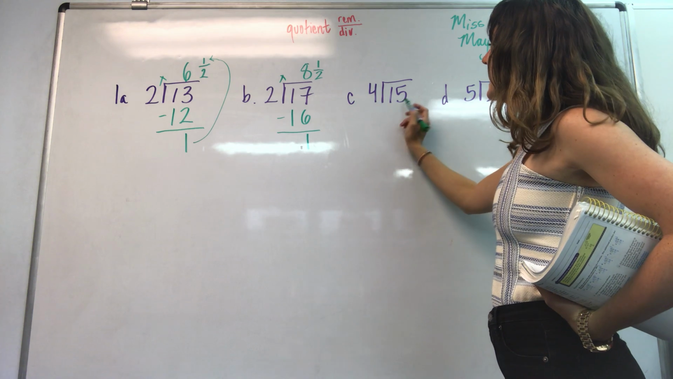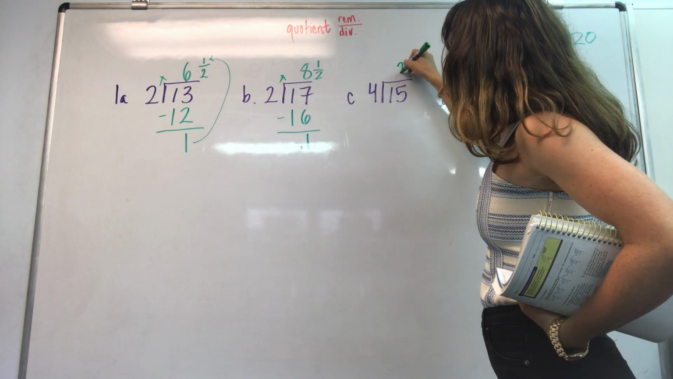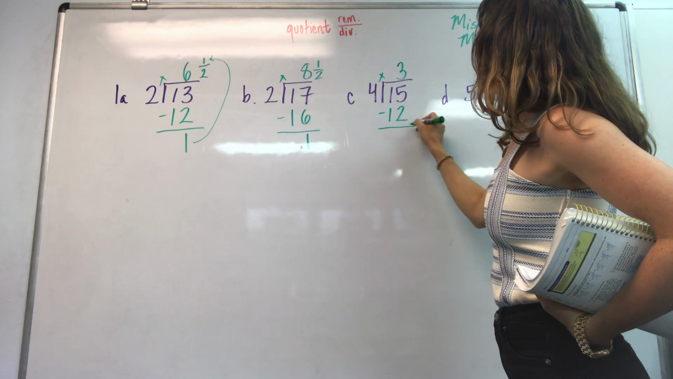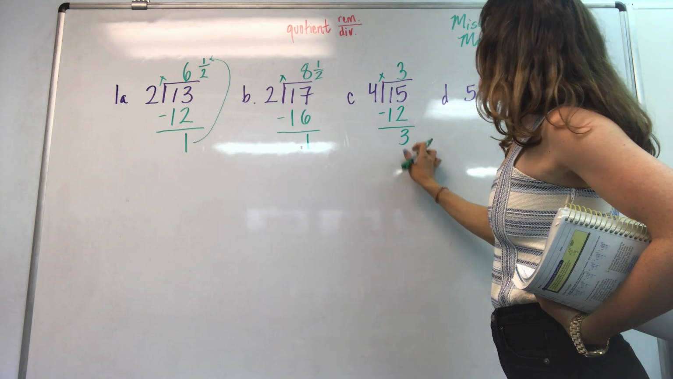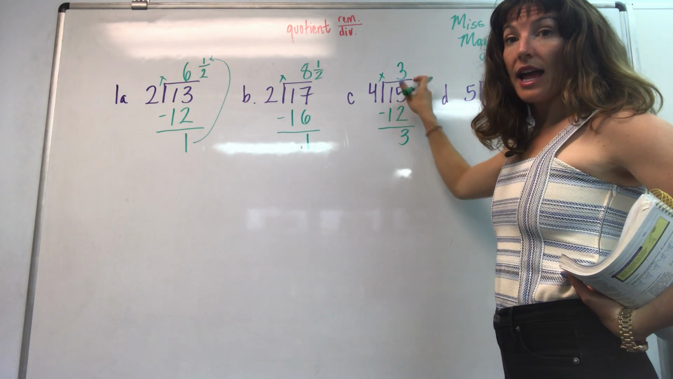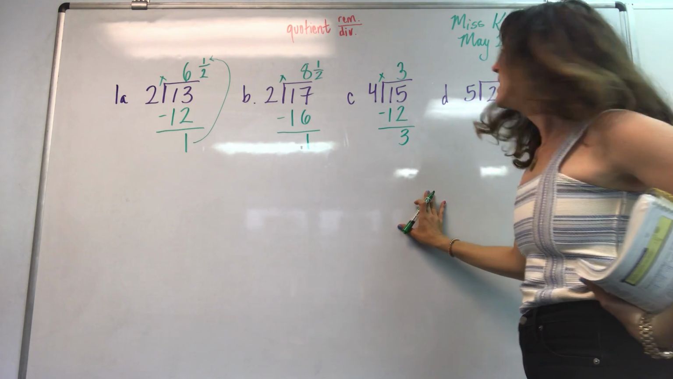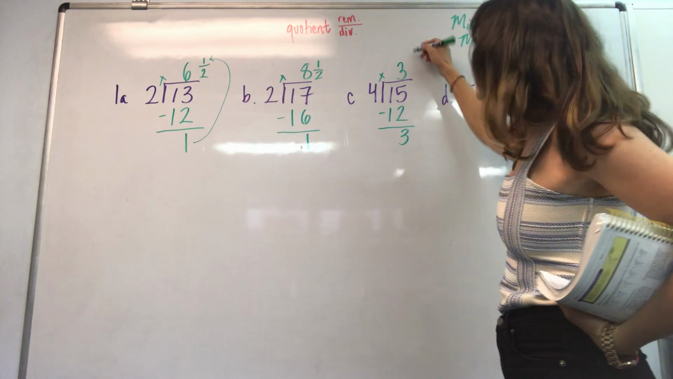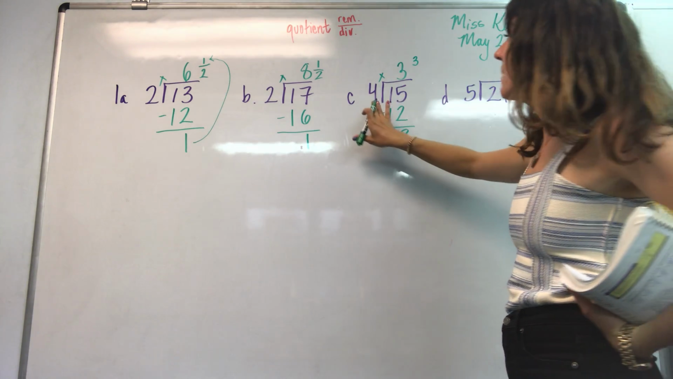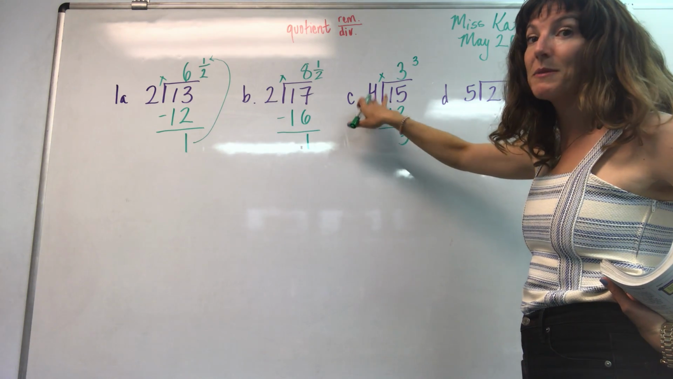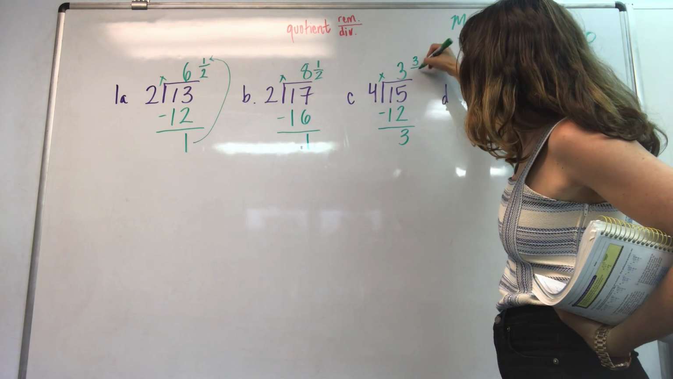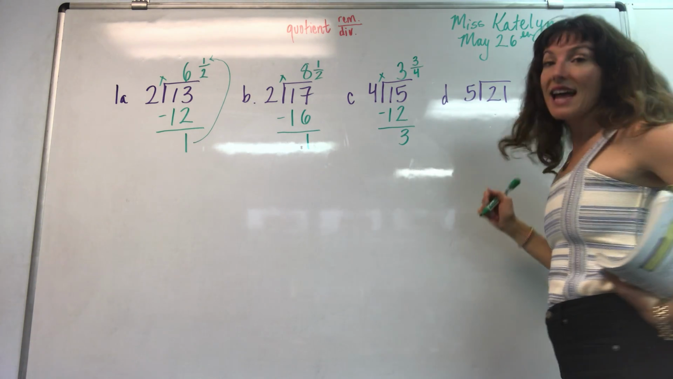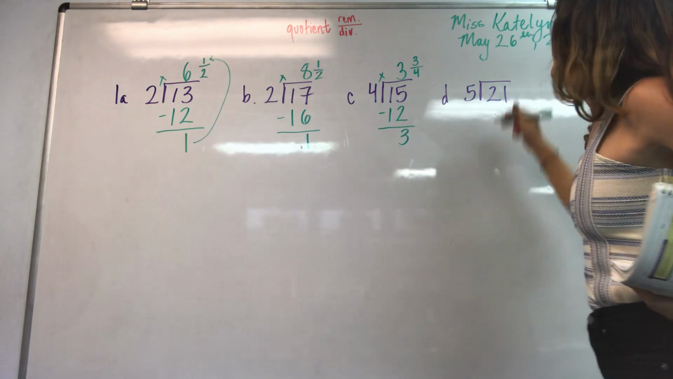4 into 15, my guess is 3. 3 times 4 is 12. 15 minus 12 is 3. 3 is less than 4. I have nothing to bring down. Therefore, I have a remainder. My remainder becomes my numerator, and my divisor becomes my denominator, okay? 3 3/4.